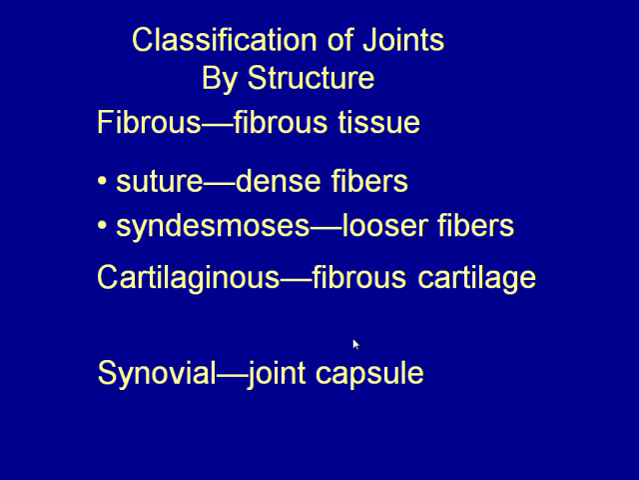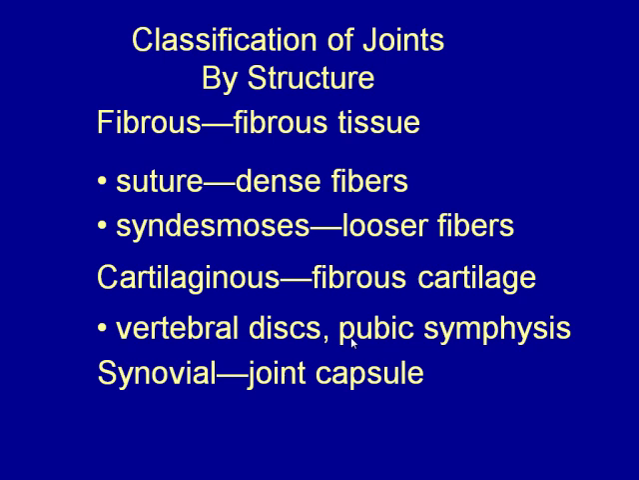Cartilaginous joints are things like the vertebral discs or the cartilage that holds the two hip bones together in front, the pubic symphysis. Some of these are capable of slight movement, some are incapable of movement at all. But both the vertebral discs and the pubic symphysis are amphiarthroses.